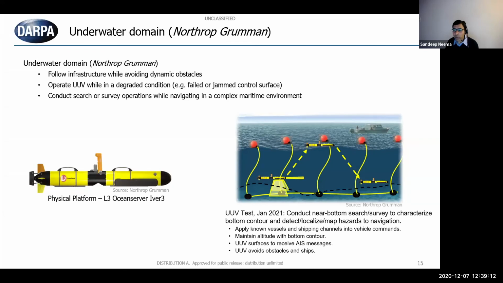In phase one, we look primarily at static obstacles. In phase two, we're looking at increasing the challenge in the scenario by making these dynamic obstacles. Another kind of problem typical in this context is that the UUV might end up losing a fin, or may run into some sort of hazard by virtue of the system itself. You still need to be able to operate such a vehicle in a degraded condition. And then we're also doing scenarios where we conduct search and survey operations in a complex maritime environment.